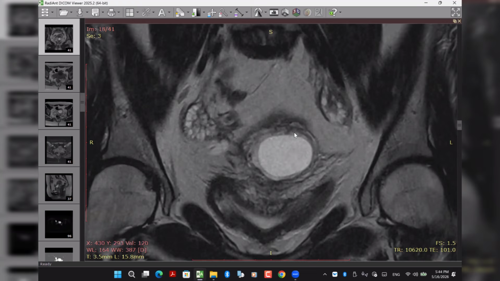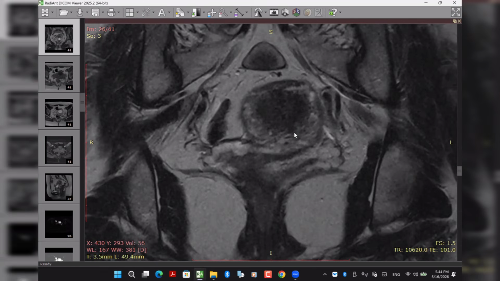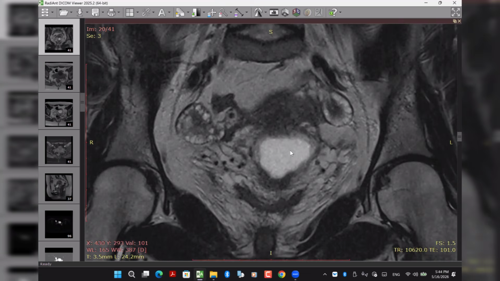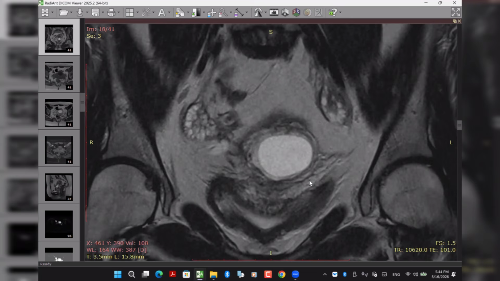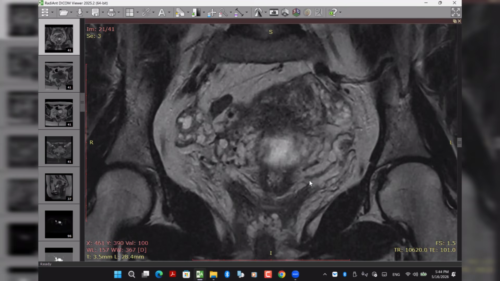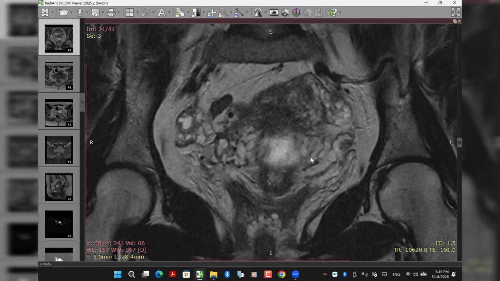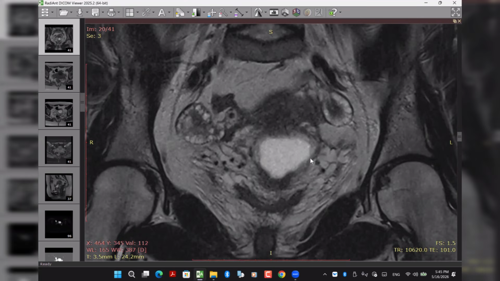Okay, I can see that both ovaries are showing peripheral multiple cysts, rounded, almost of similar size, and I'm thinking it could be a case of polycystic ovary syndrome. However, I will correlate it with the clinical history of the patient and the presentation.